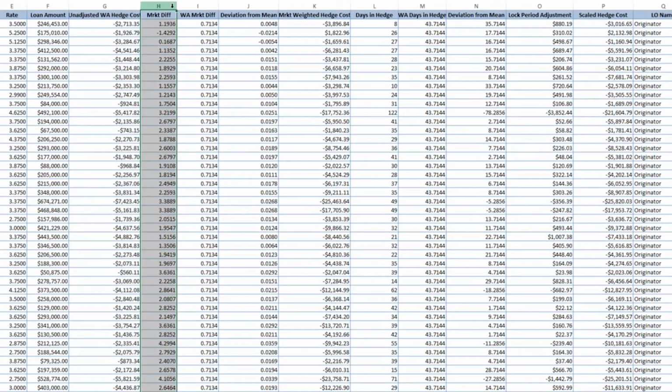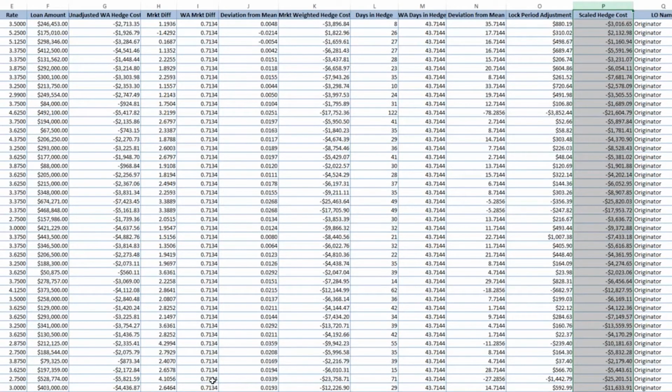To adjust for this, we compute the weighted average market movement for the population in column I and compare that to the specific loan market movement, which gives us the loan's market experience in relation to the overall population. This is shown in the deviation from mean field. It is this field that allows us to make an accurate weighted average hedge cost distribution. We then adjust for the roll cost associated with time in the hedge and arrive at our scaled hedge cost figure. This is the final point in our loan level hedge cost calculation.